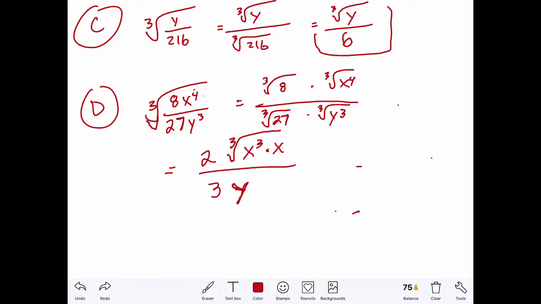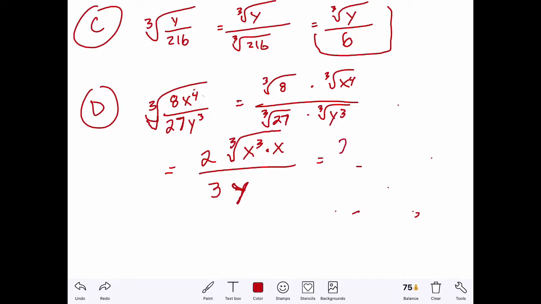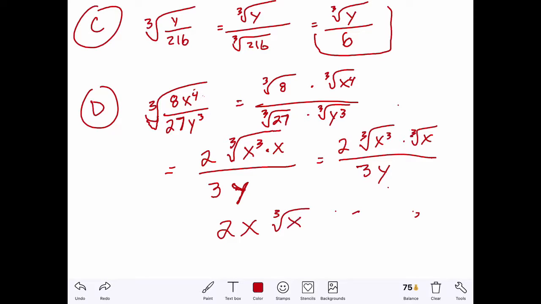Okay, so then there's a little more simplifying to do here. Remember, I can then do the cube root of x cubed, and also the cube root of x here over 3y. And what's the cube root of x cubed? Well, that's just x, so let's bring that out. I've still got the 2. Now I've got the cube root of x cubed is x. And then I still have the cube root of 1x upstairs, and I still have my 3y downstairs. So 2x times the cube root of x over 3y.